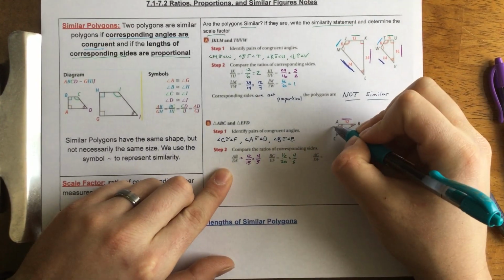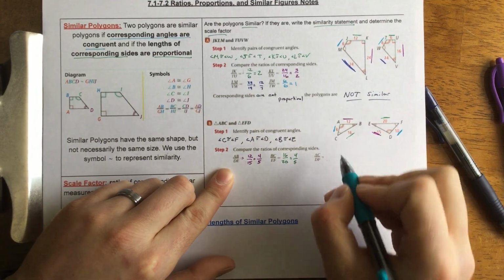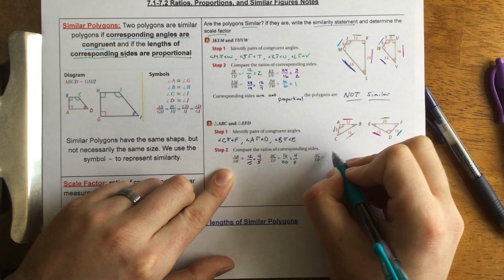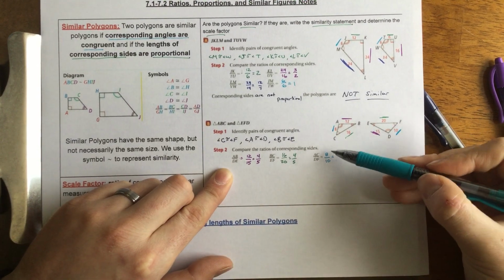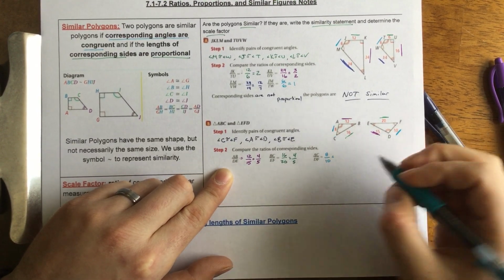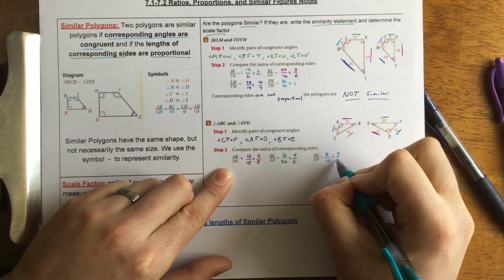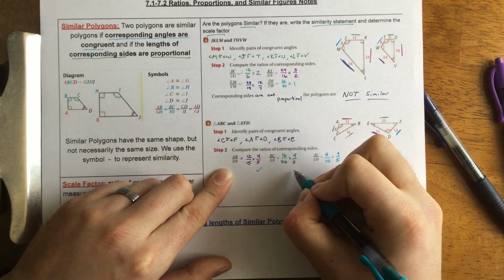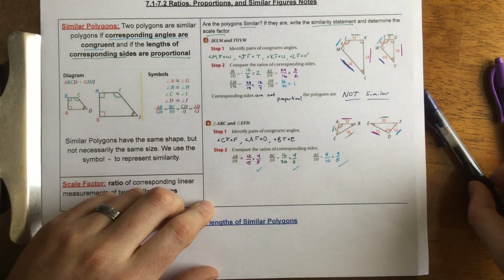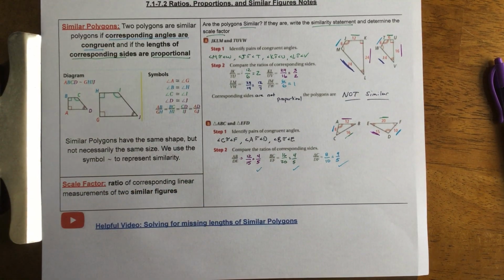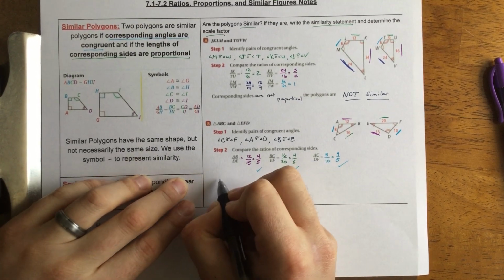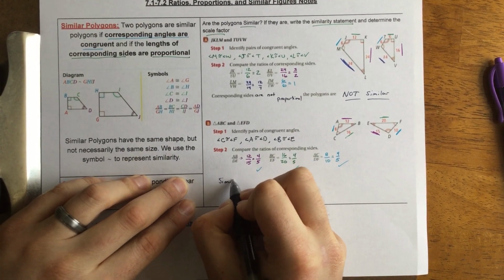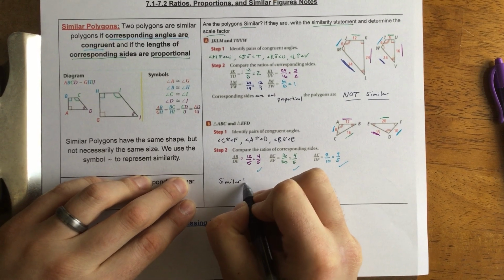And then this last one, AC over DF is 8 over 10. If you divide each of these by 2, you get 4 over 5. So hey, look at that. They are all the same, right? They are proportional. All those ratios are congruent. So, because they are similar, just write similar, yay.